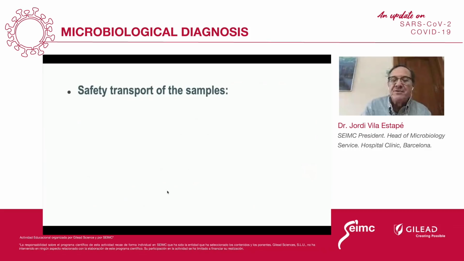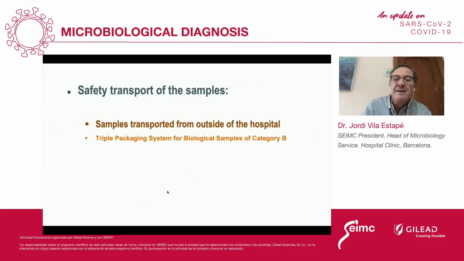There are also two scenarios concerning where you have collected the sample. You can have collected the sample outside of the hospital, in another center, in another institution, in a health center different from the hospital. If you need to transport the sample from this center to the lab in the hospital, you need to be very careful from the biological safety point of view. So you need to transfer the sample in what is called a triple packaging system for biological samples. It's category B for this kind of sample. Using this packaging allows high safety for the people who are transporting the sample, okay?